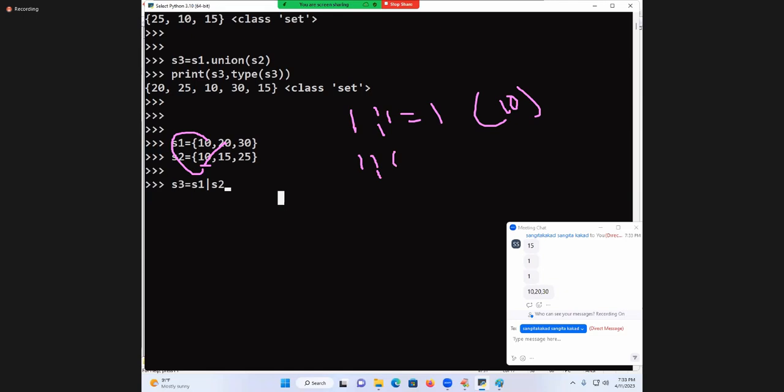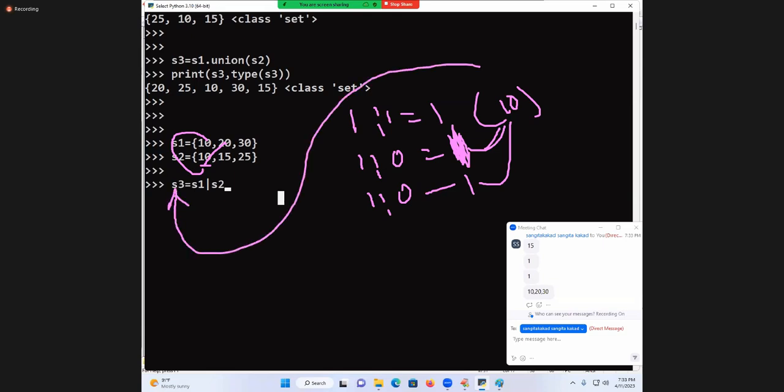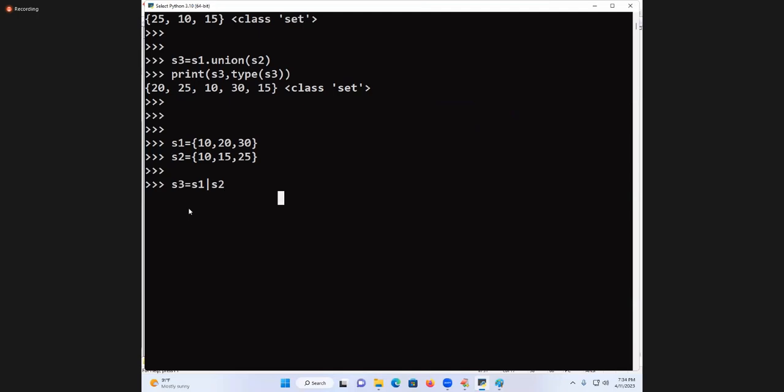1 or what? 0 is 0. 1, 1, 1. Like 1 is called what again? 0, 1, 10. 10 is added to whom? S3. Already S3 contains what? Second time 10 is added? No. It is not added because duplicates are not allowed.